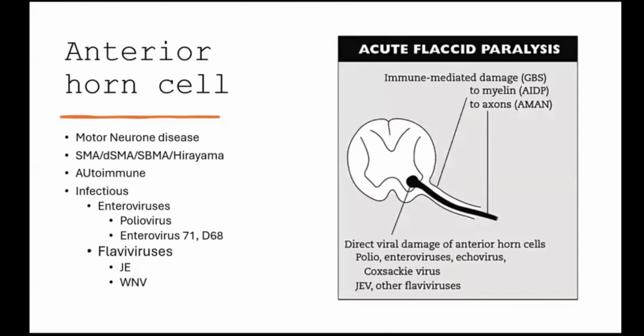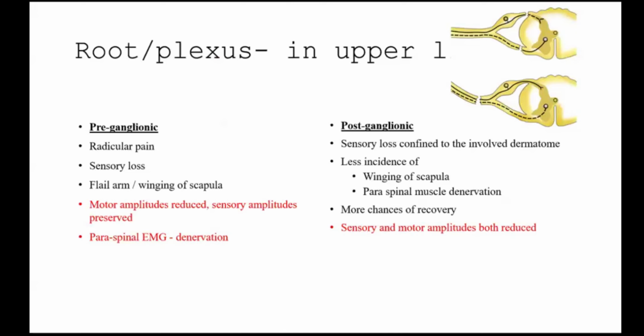So starting with the anterior horn cell. Now, anterior horn cell is located in the anterior gray horn. So this can get damaged with neurodegenerative diseases, which you all know, motor neuron disease, and also with some rare neurodegenerative diseases and infections, particularly enteroviruses and flaviviruses. Moving on to the root.